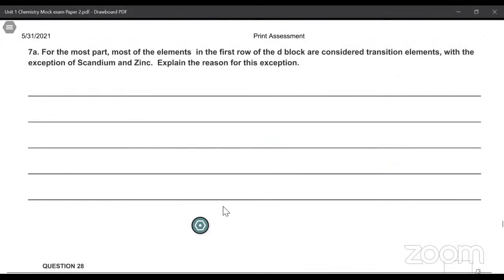Now, 7, finishing 7, and we're done for the day. Promise. All right. So for the most part, most of the elements in the first row of the D block are considered transition elements. I think I made up this question. With the exception of scandium and zinc. Explain the reason for this exception. Now, transition elements, I'm just gonna say trans elements.